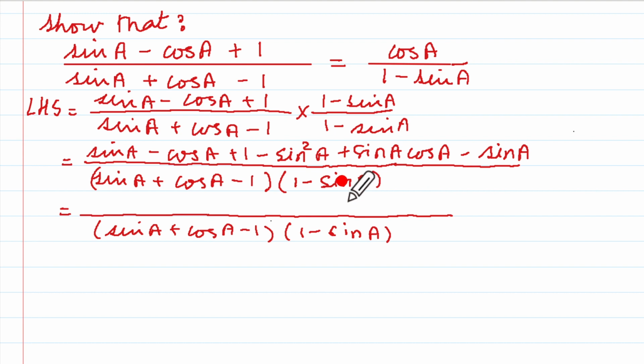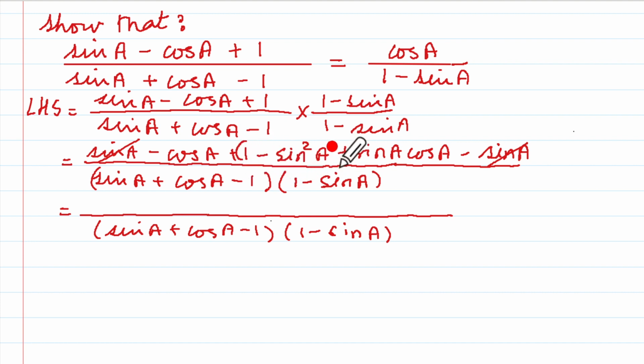In the numerator, however, you can see this sin A and this sin A has got cancelled. What do we want out here? We want cos A. So we have cos A here, plus 1 here. This is again a term with cos A, but this one is the term without. Now can you see this over here, 1 minus sin square A? That we can write as cos square A.